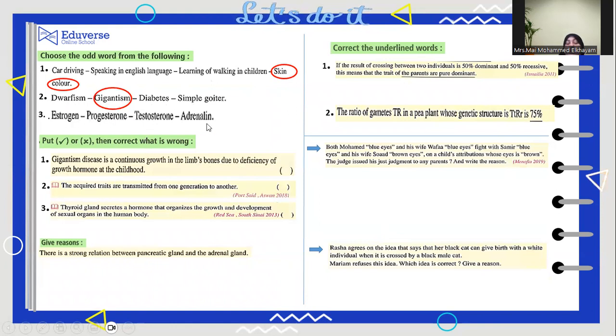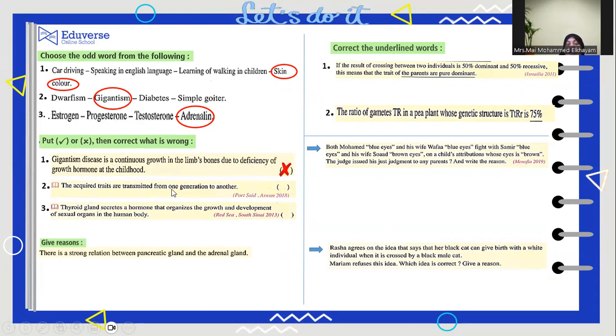Estrogen, progesterone, testosterone, adrenaline. Adrenaline is the odd one because the others are sexual gland hormones, or reproductive gland hormones. Gigantism is a continuous growth in the limb bones due to the deficiency of growth hormone at childhood. Actually, this is wrong, it is due to the increase of growth hormone.